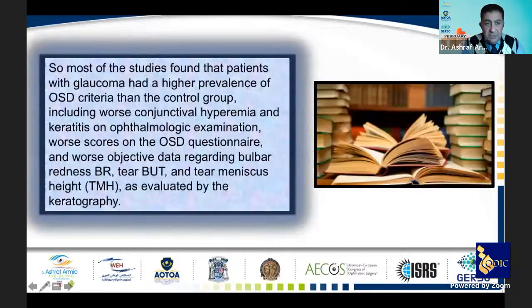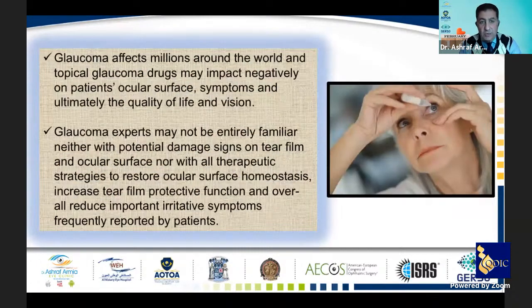So most of the studies found that patients with glaucoma had a higher prevalence of OSD criteria than the control group, including worsening of the conjunctival hyperemia and all the symptoms like the bulbar redness, the tear breakup time and the meniscus height. Glaucoma affects millions around the world, and topical glaucoma drugs may impact negatively on the patient's ocular surface and symptoms. And it is very important to highlight for the glaucoma experts that they must take care of the OSD besides treating the glaucoma patient.